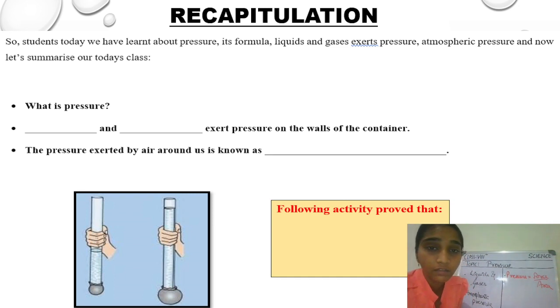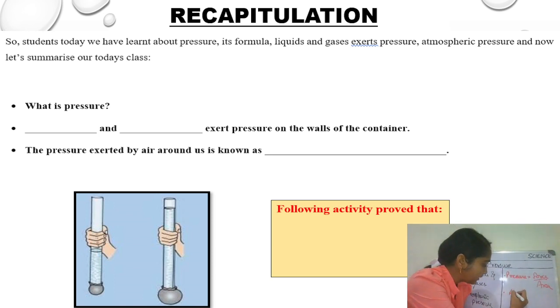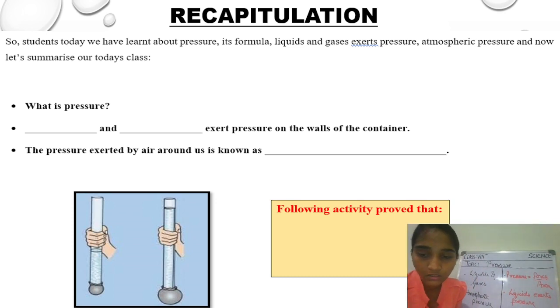So students, the activity which we have seen with the help of that plastic tube or the balloon, what did it actually prove? Yes, very good. If you are saying that it proved that liquids also exert pressure, you are very correct. So it basically proved that liquids exert pressure. Very good, students. So now we are done with the recapitulation.